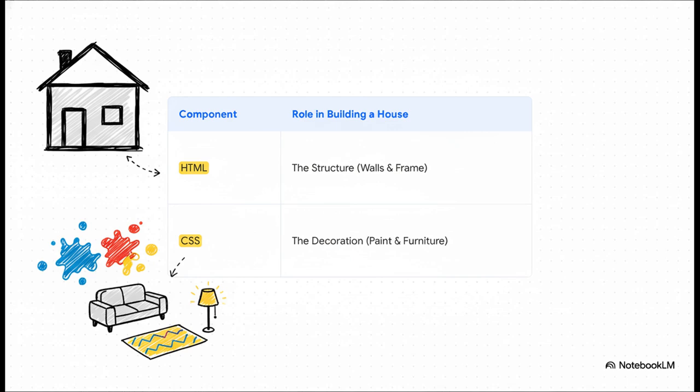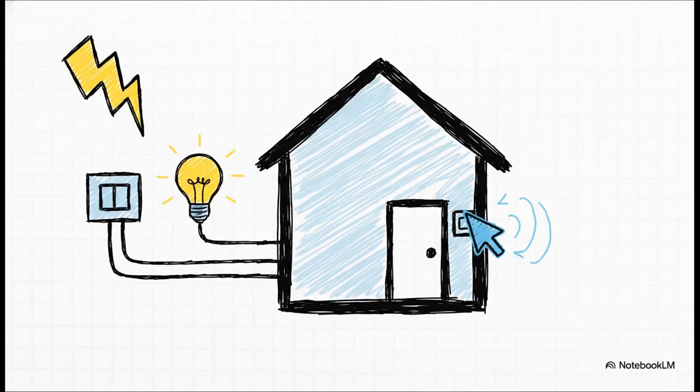Then you've got CSS, which stands for Cascading Style Sheets. And this is all the fun stuff. It's the decoration, the paint colors, the furniture, the cool carpets that make the house actually look like a home. And that brings us to the third piece of the puzzle, JavaScript. So if HTML is the frame and CSS is the decoration, JavaScript is the electricity and the plumbing. It's what adds all the functionality. It makes the light switches work, it makes the doors open. On a website, JavaScript is what makes things happen. It's the magic that can change the page right in front of your eyes when you click a button or scroll.